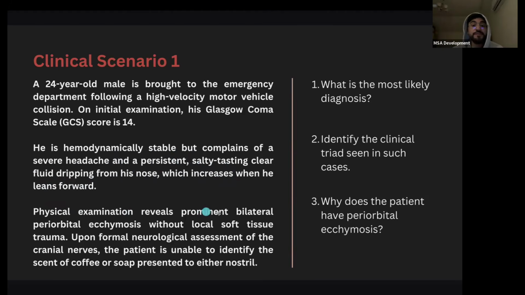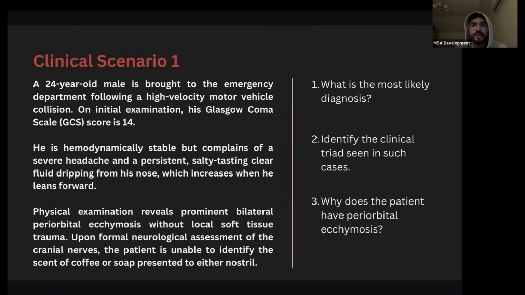Physical examination reveals prominent bilateral periorbital ecchymosis without local soft tissue trauma. Upon formal neurological assessment of the cranial nerves, the patient is unable to identify the scent of coffee or soap presented to either nostril. What is your diagnosis?